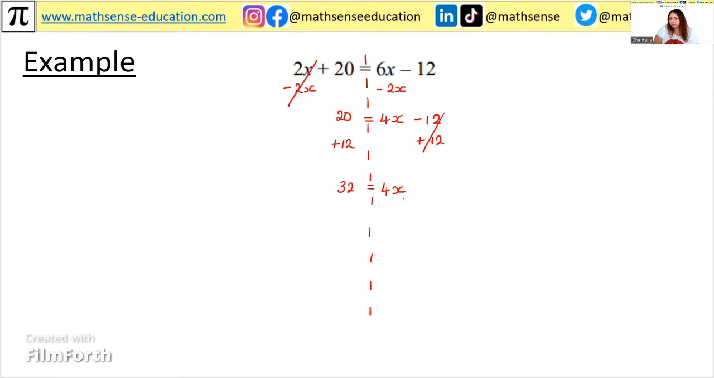Now, if 4x is equal to 32, the way to find x is to divide both sides by 4, and we have x equals 8. Now, to write it a little bit more sophisticated, we're going to swap them around, x equals 8, so that we have the subject on the left-hand side.